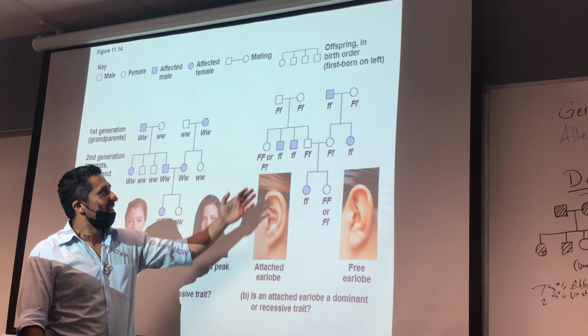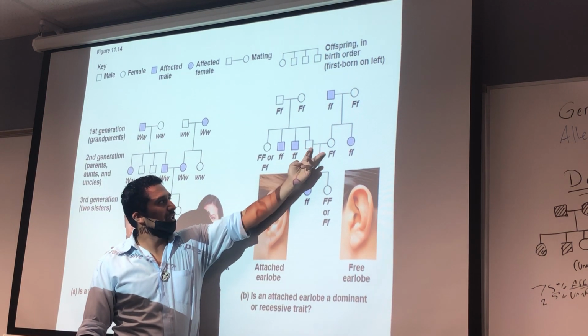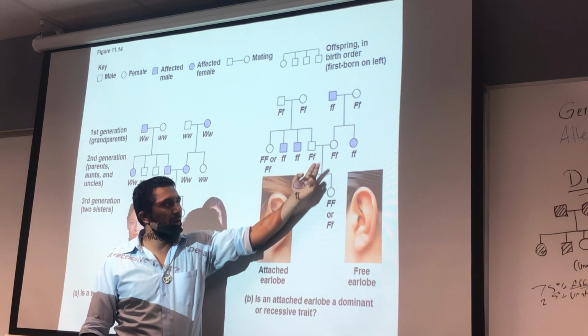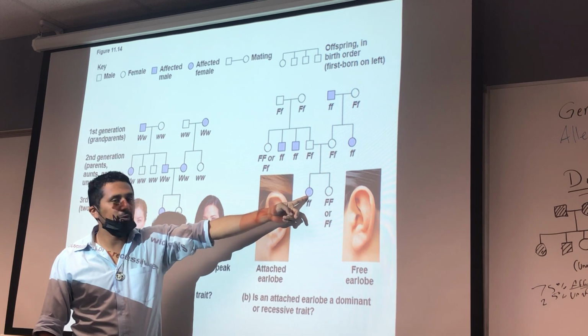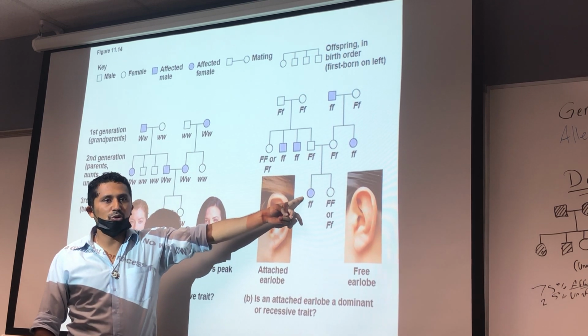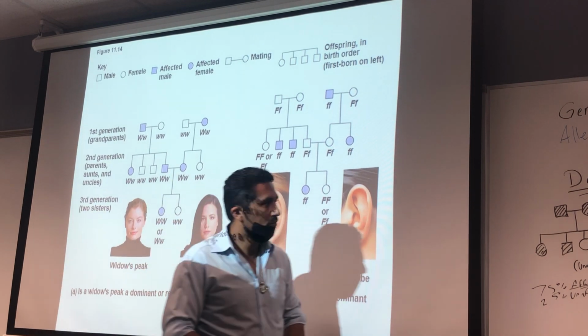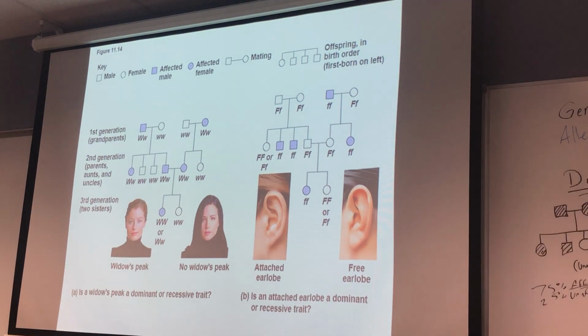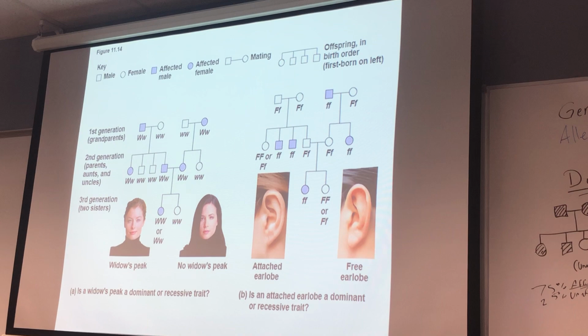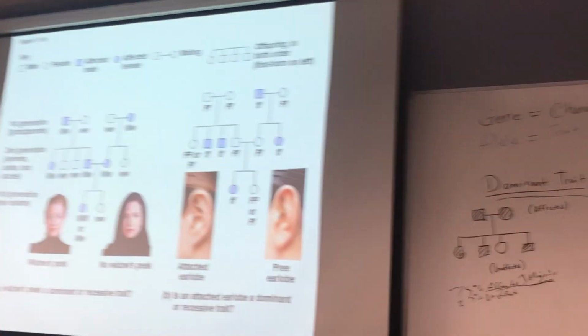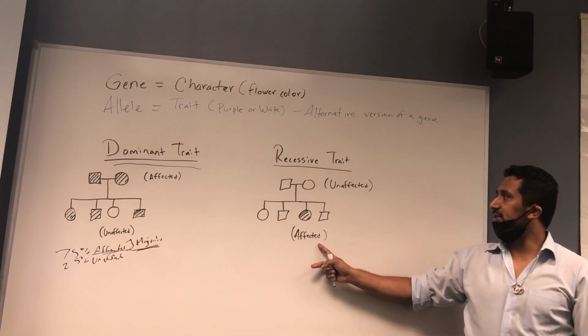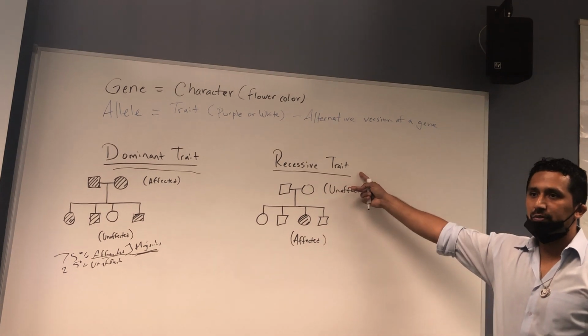Okay. So that's what you have right there, and then here you have 2 unaffected parents, and then here you have 1 affected child. So that means that it's going to be a recessive trait, okay? So in this case, if you have unaffected parents, unaffected children, but one affected child, that means that it's a recessive trait, okay?